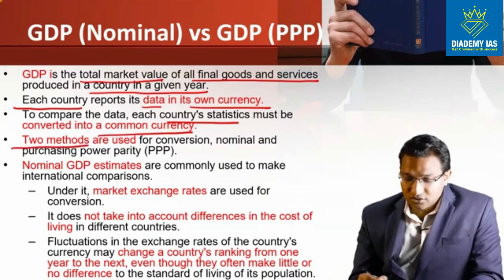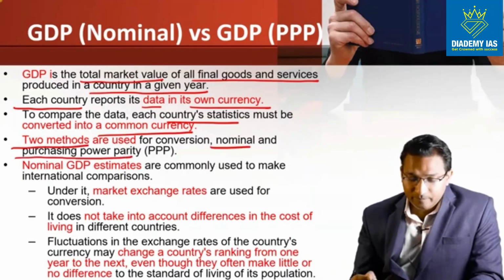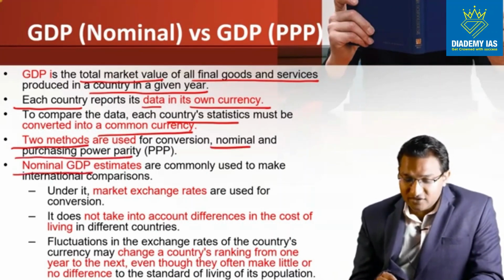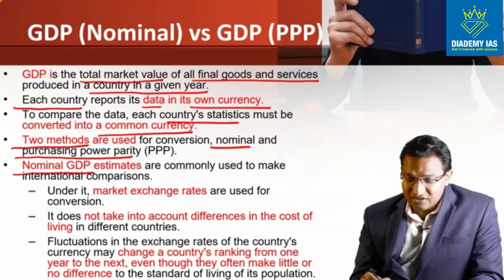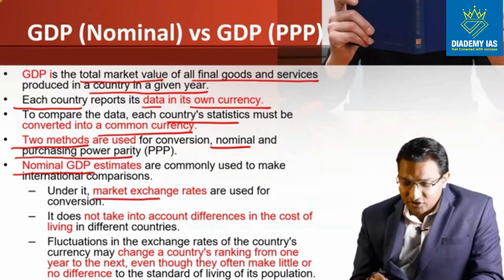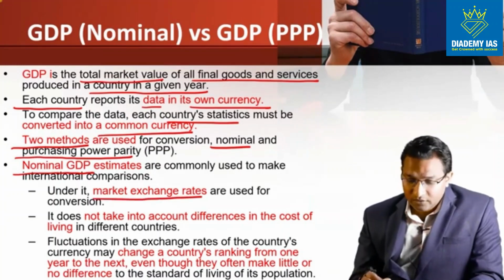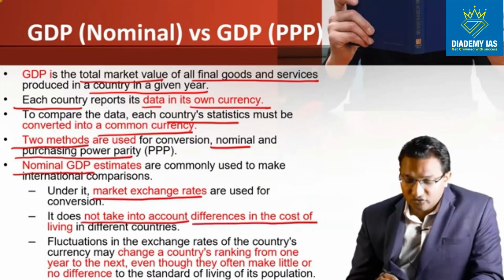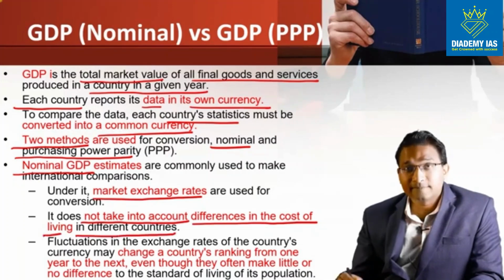Two methods can be used. One is nominal, another is purchasing power parity. The nominal GDP estimates are commonly used to make international comparison. Under it, the market exchange rates are used for conversion. It does not take into account differences in the cost of living in different countries.